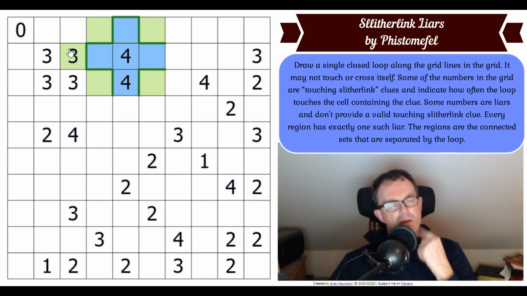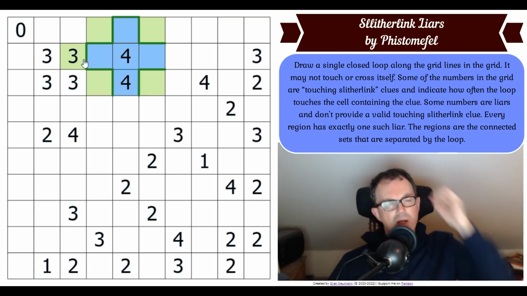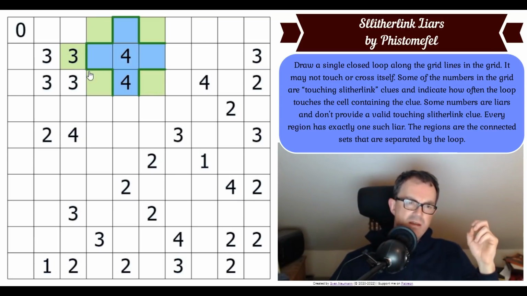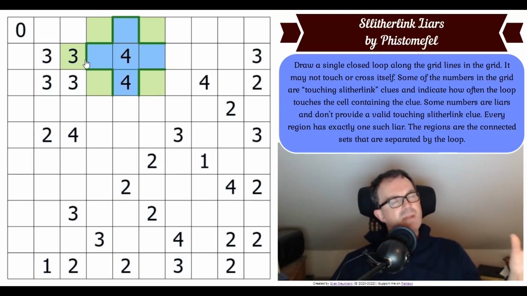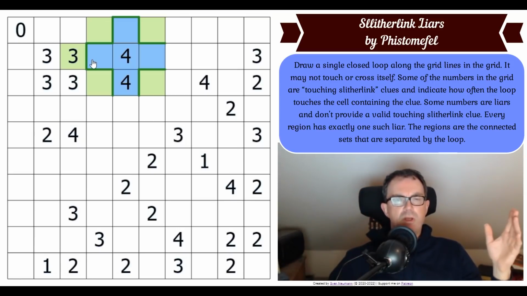So to make, oh no, because now this 3 clue, we don't know whether it's true or not. Oh, this is a nightmare. So this 3 is outside the loop, and we know very little about things that are outside the loop, because there may be lots of incorrect clues outside the loop, providing those incorrect clues are separated into different regions around the loop.